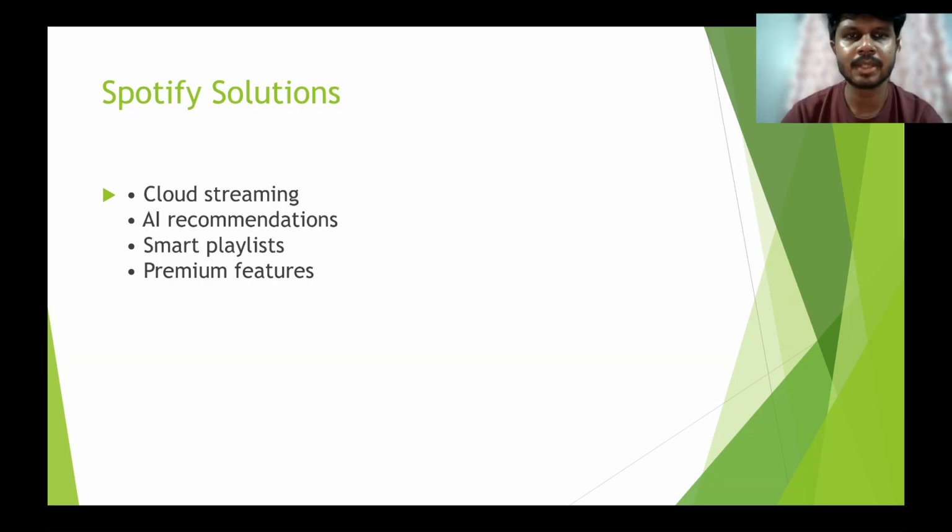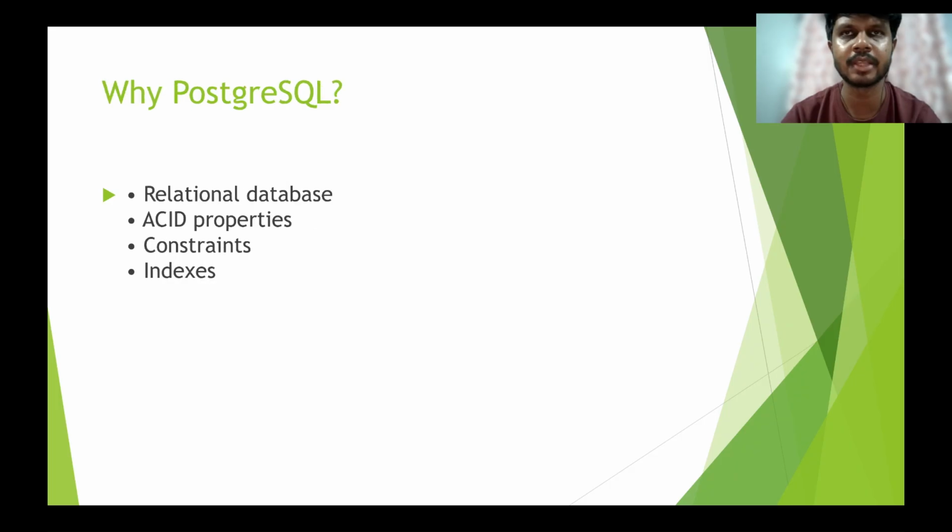So this slide is all about why I chose PostgreSQL. The first reason is that it follows the relational database model, so data is stored in table format, having primary keys, foreign keys, etc. And the second reason is PostgreSQL provides ACID properties, which ensure reliable transactions.